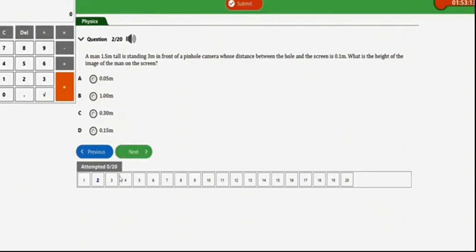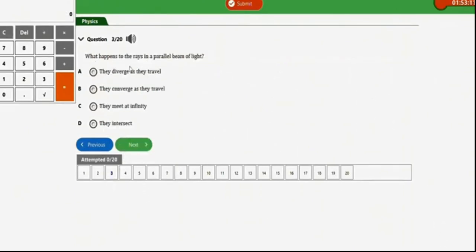The next repeated question says, what happens to the rays in a parallel beam of light? They diverge as they travel, they converge as they travel, they meet at infinity, they intersect. The correct option is option C, they meet at infinity. Let's go to the next repeated question. It says the direction of the path taken by light is called a ray. Option A is correct.